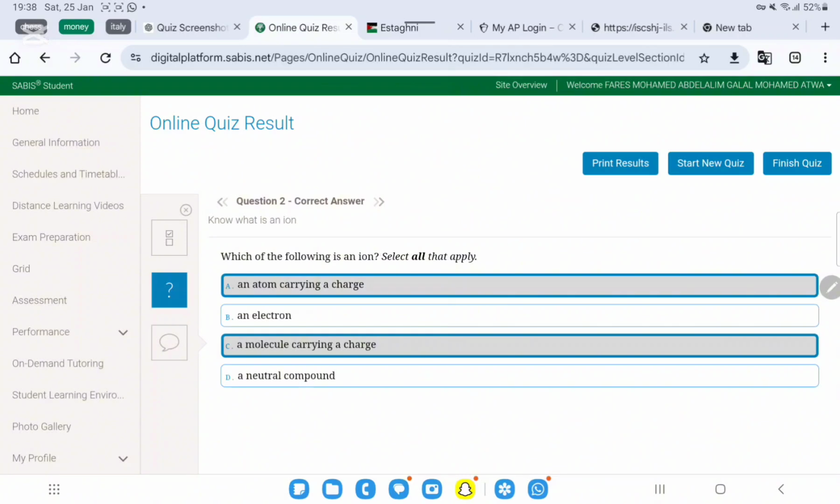Which of the following is an ion? Select all that apply. An ion is an atom or a molecule carrying a charge, that's it. Like Cl minus or something like that. An atom carrying a charge, yeah. An electron, no, that's part of an atom. A molecule carrying a charge, yes. A neutral compound, no, it has to carry a charge, either negative or positive.